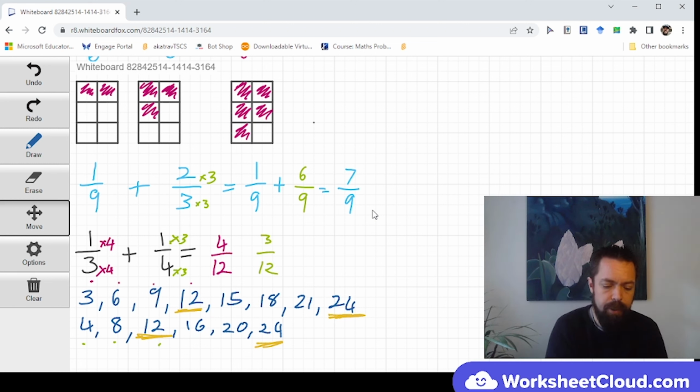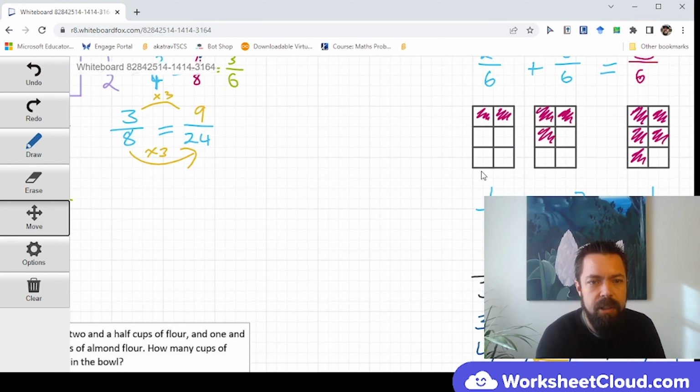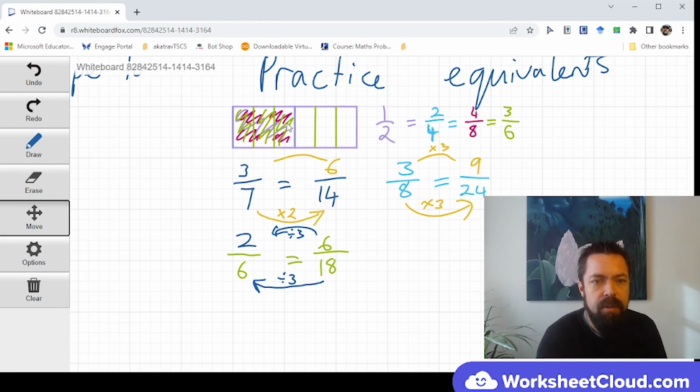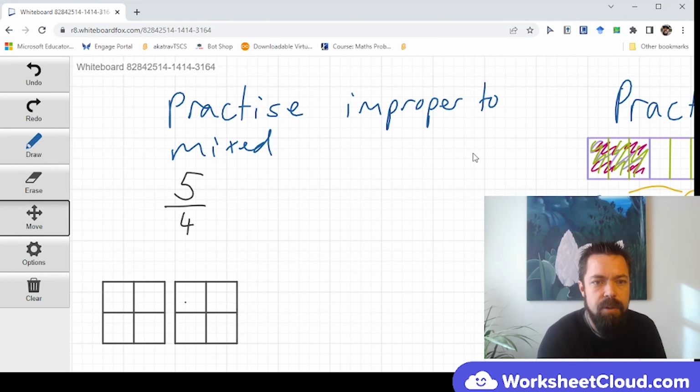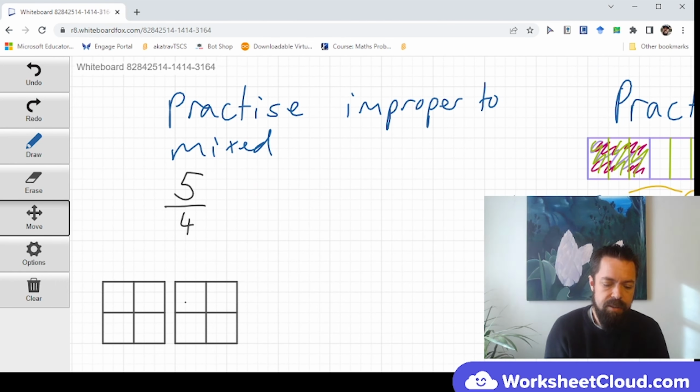I now have two fractions that are over 12, which means I can add them. 4 plus 3 is 7. 12 is my denominator. So that is the three forms of common fractions. What we're going to be looking at now is mixed numbers. But there's one final piece of revision to go over before we look at that, and it's how to change improper fractions to mixed numbers.